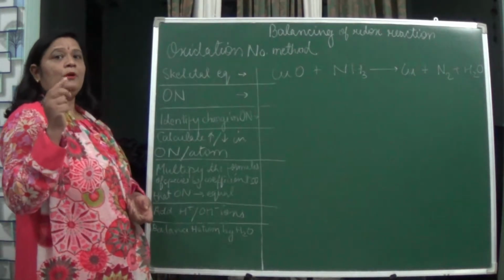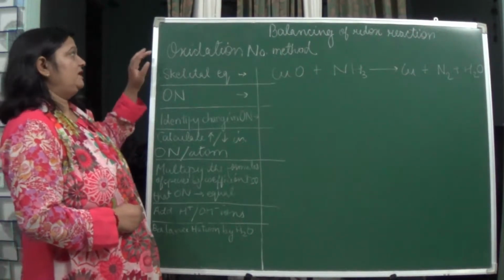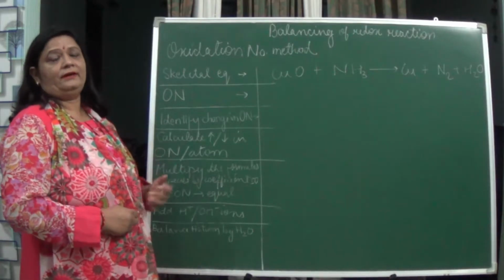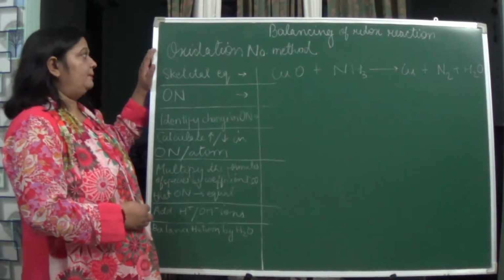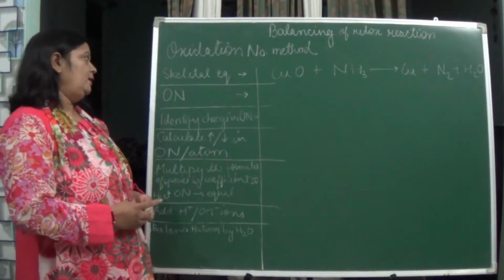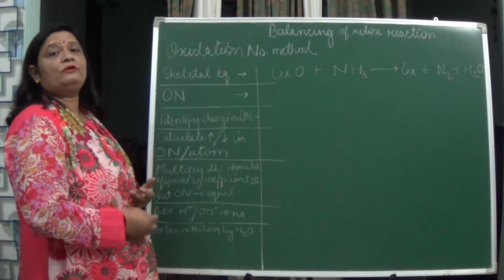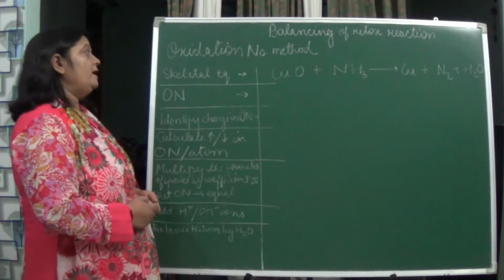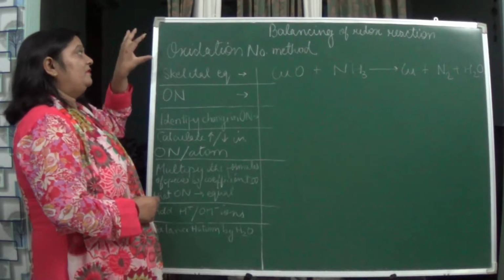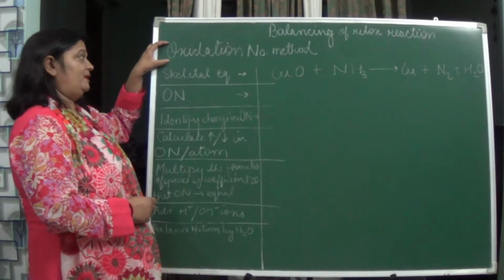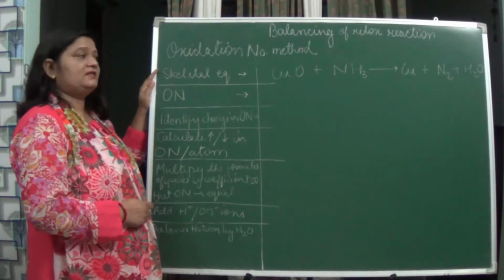Two ways by which we can balance a redox reaction are the oxidation number method and the half reaction method. First we will be studying the oxidation number method. In this method, first I will tell you the steps for balancing an equation. The first step is to write the skeletal equation, the total reaction in skeletal form.